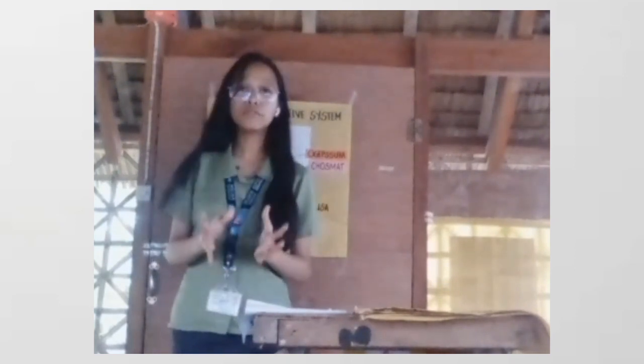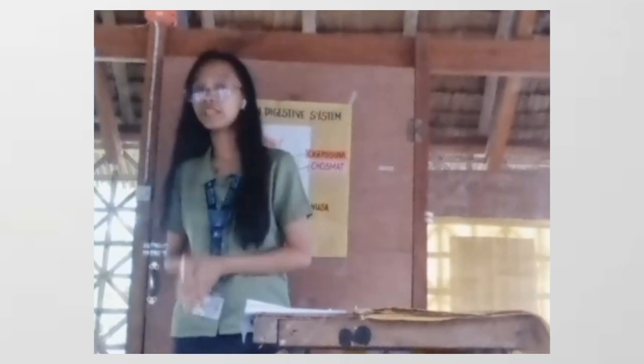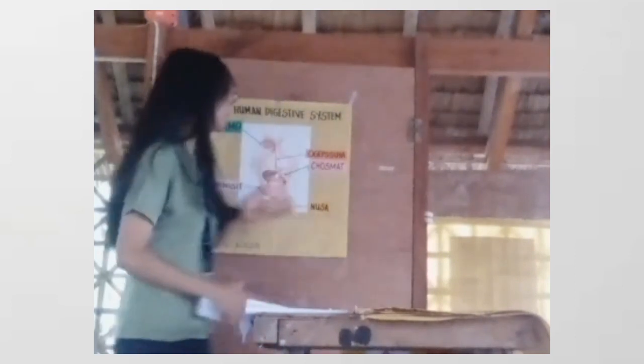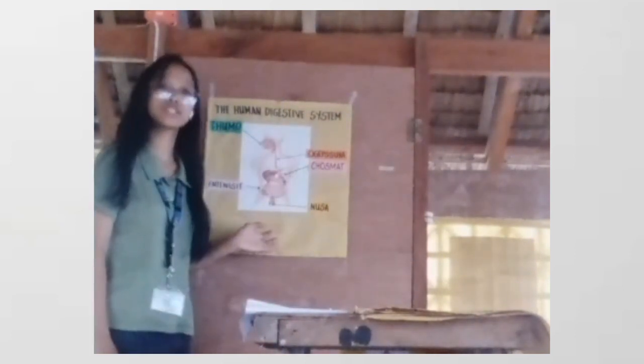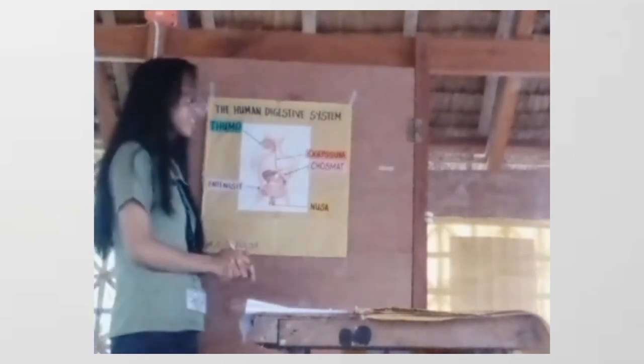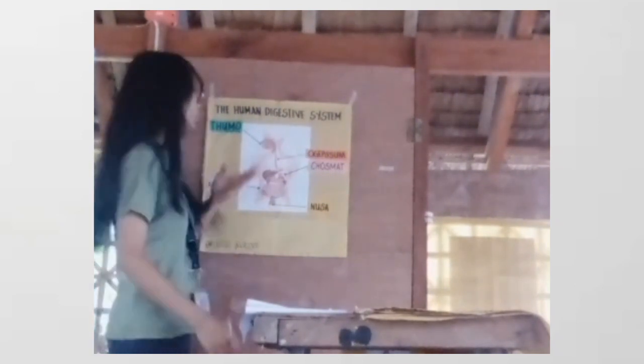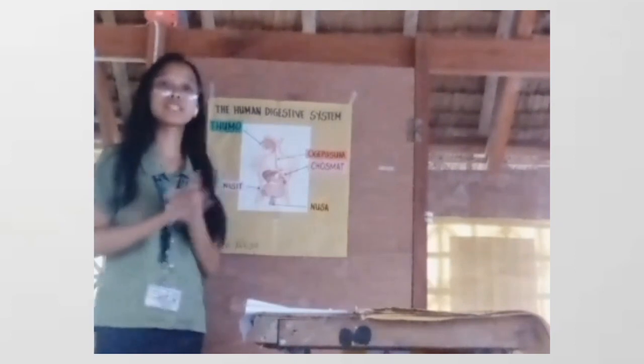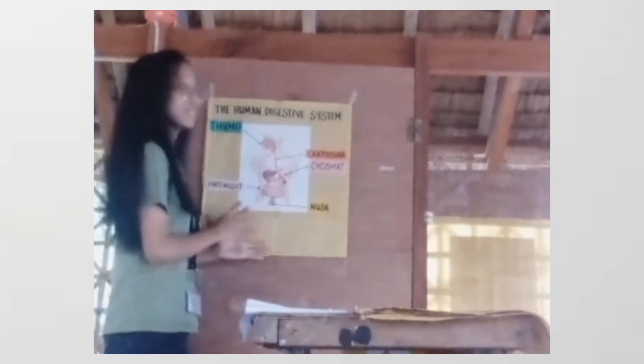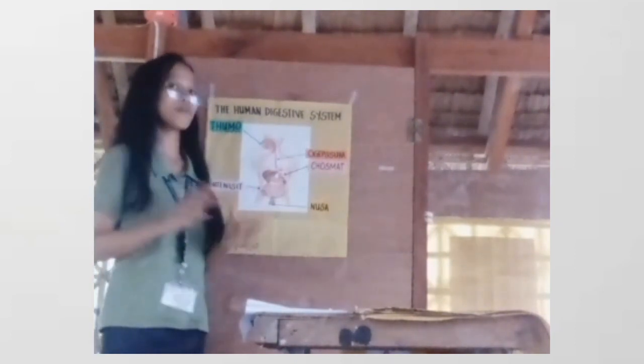So for the starting of our class today, we will have our energizer first. I prepared here an activity called Unscramble Me. For the instruction, we will guess what part of the digestive system is shown here in the picture and unscramble the corresponding letters. So let's have our first one.